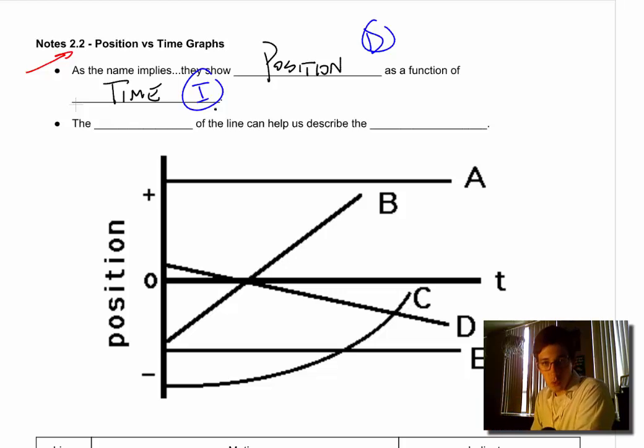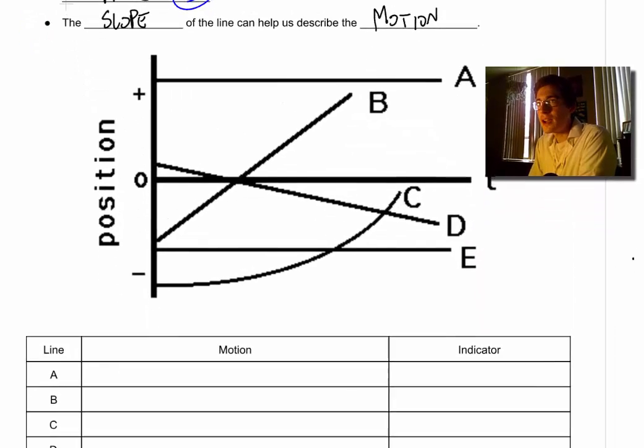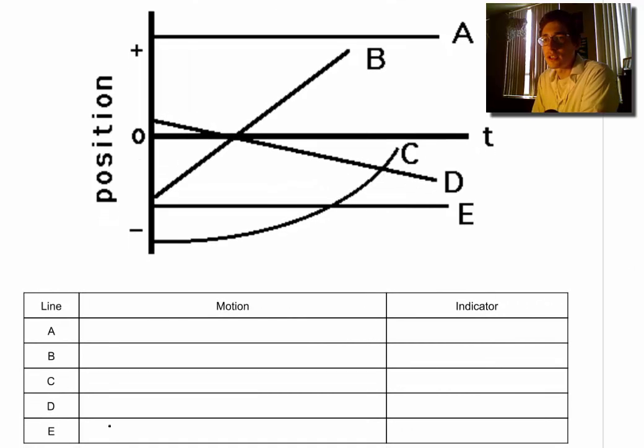So a little reminder about your graphing. We need to make sure our variables are on the correct axis, and time is right here on the x. The slope of a line on a position versus time graph can help us describe the motion or the movement that is occurring with that object or that person. So we've got an example here. I've got 5 lines on this graph, and we're going to fill in 5 categories.